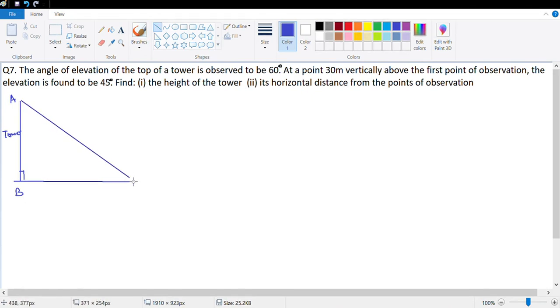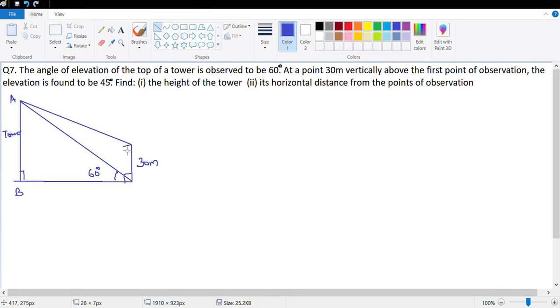Perfect. So let this be the first angle of elevation, which in this case we are taking to be 60 degrees. Let me just rejoin this properly. Done. So this is 60 degrees. Next, at a point 30 meters vertically above this, which means we are going exactly above this 30 meters. Let me mark this as 90 degrees because this is exactly vertically above it. This is 30 meters.